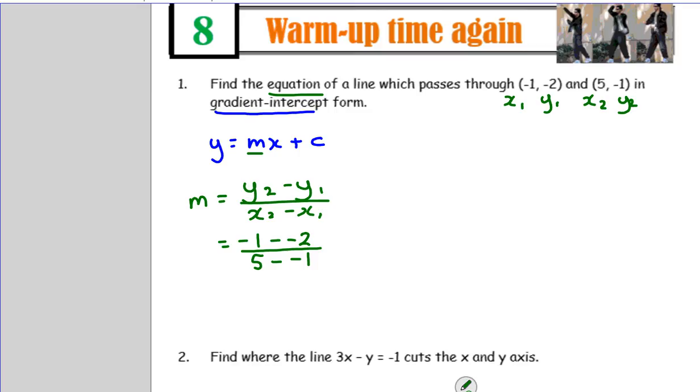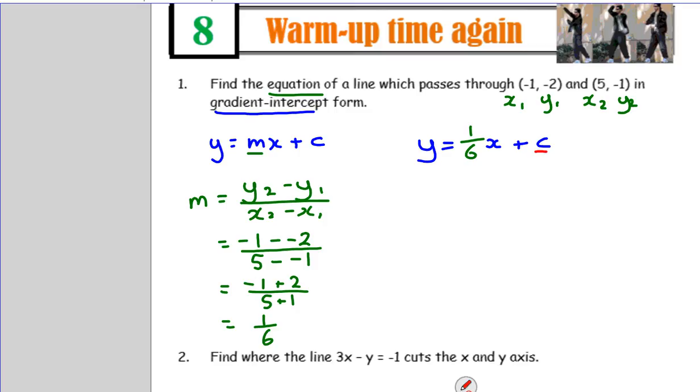Try not to do too much of the changing double negatives into positives in your head. You can, if you want, rewrite that as -1 plus 2 over 5 plus 1, which gives you 1 over 6, because -1 plus 2 is 1 and 5 plus 1 is 6. So we have a gradient of 1 over 6. We can rewrite our formula so far as y equals 1 over 6 x plus c.